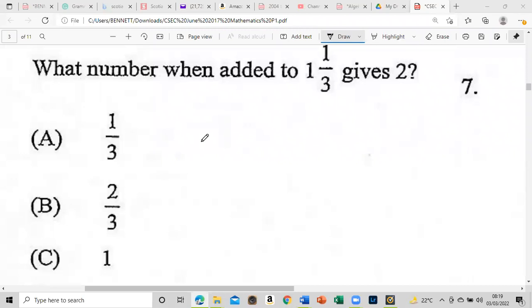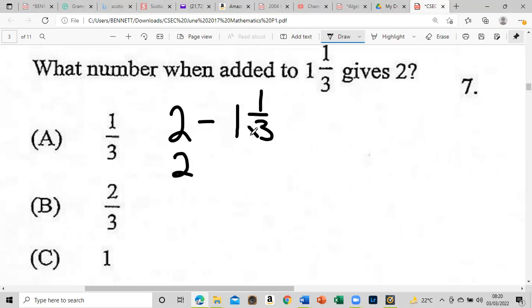Alright, so number two says, what number when added to 1/3 gives 2? So you can do one of two things. You can just add 1/3 to the options given, or you could simply subtract 1 and 1/3 from 2. So that's 2 minus 1 and 1/3. How do you guys want to do this? You can convert this: 1 times 3 plus 1, so that's 4/3.